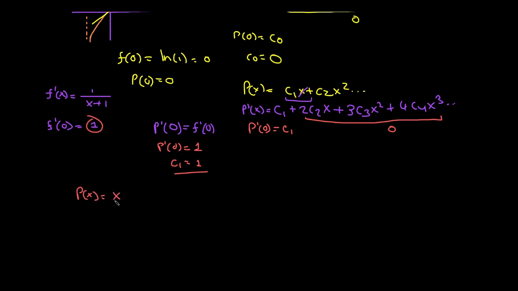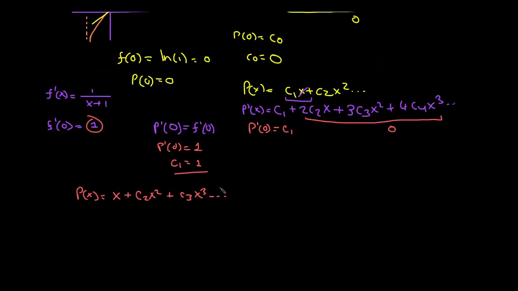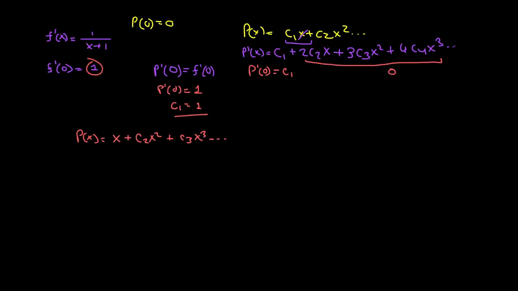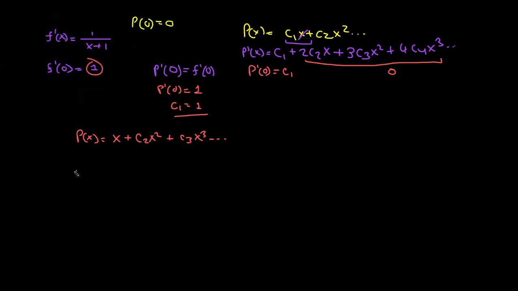We can now say that our polynomial is x plus c2 x squared plus c3 x cubed, something like that. And I'll do just one more term so you get the gist of it. And then we'll see how well it approximates in Desmos. We'll see how well it approximates, right? Alright, so just one more term, c2.